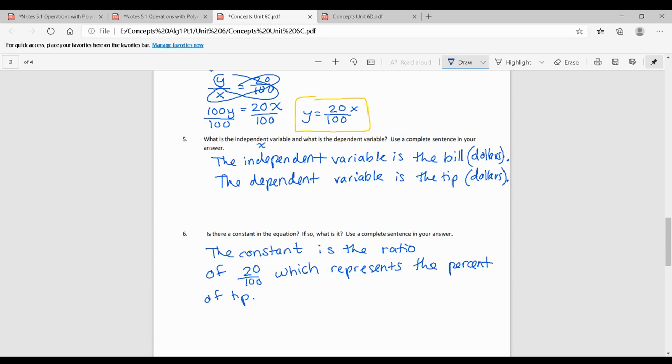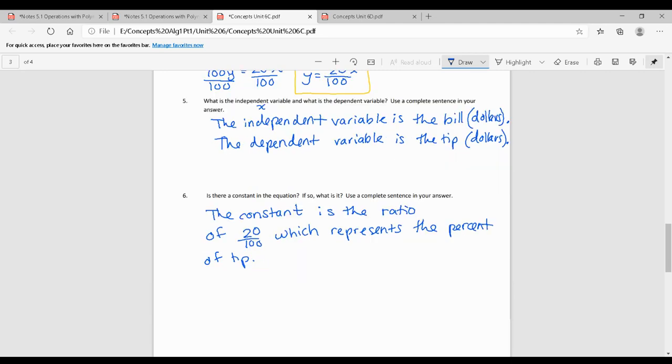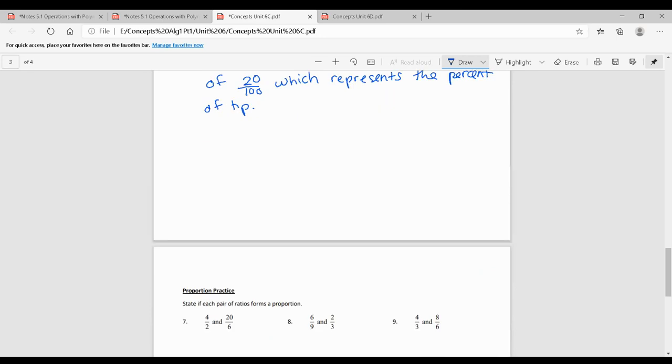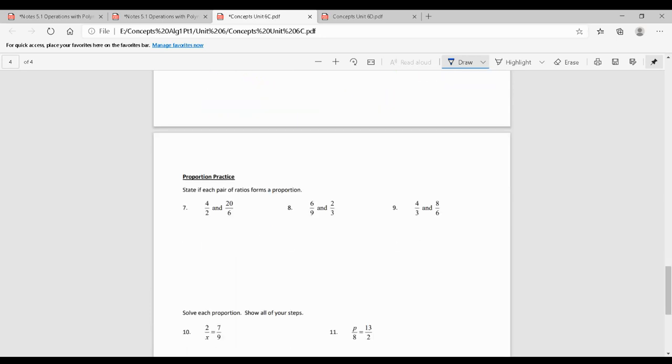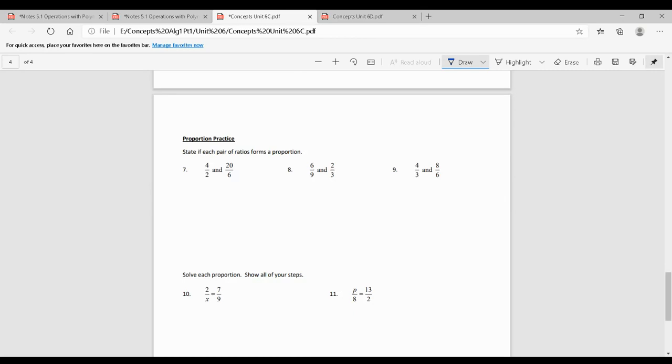Any questions? If we're continuing to do problems like this, but just the values are different, you're still going to have similar answers, okay? All right, the last thing before I let you continue to work and then we go to lunch is I want us to do one of these from 7, 8, and 9. So we're going to do 7. It's saying state if each pair of ratios forms a proportion. What is a proportion? When 2 ratios are equal to each other.